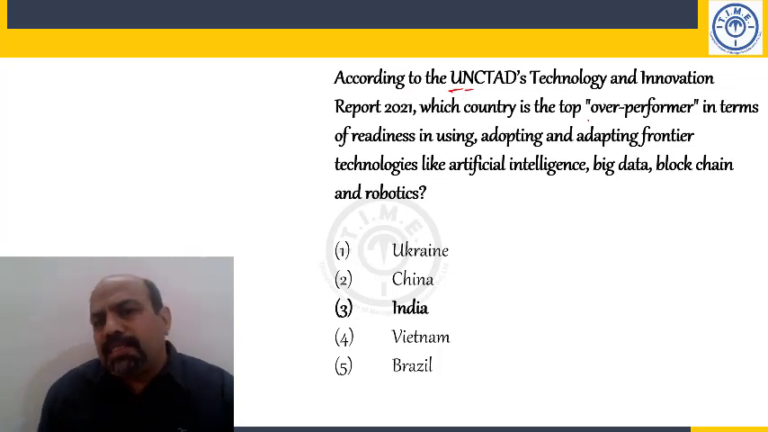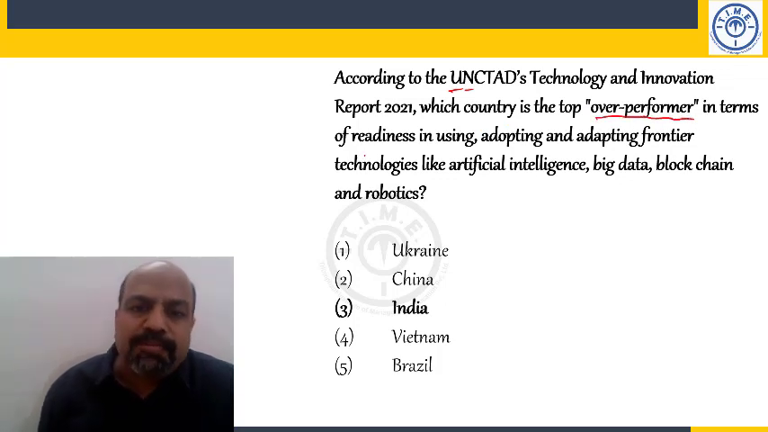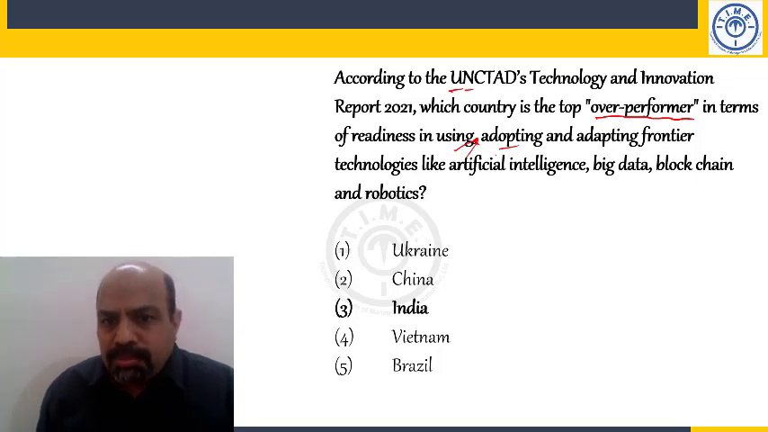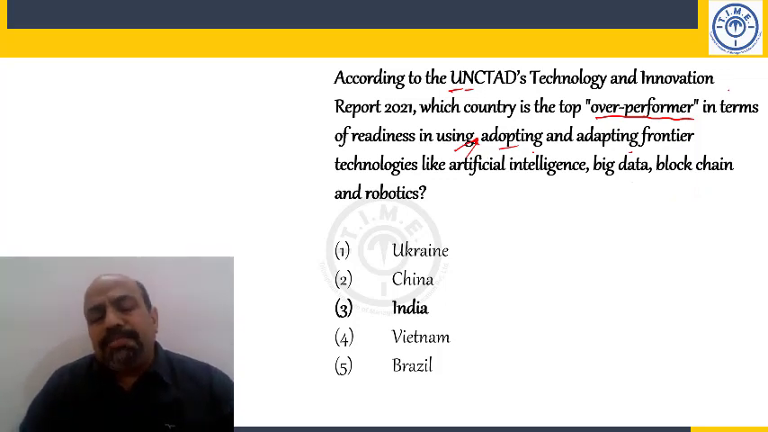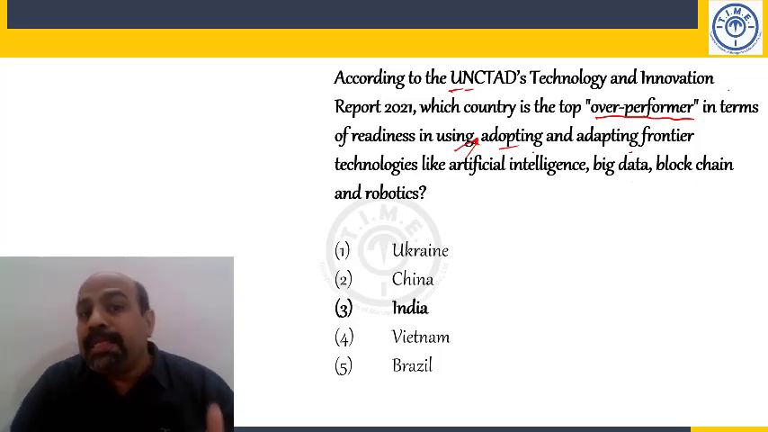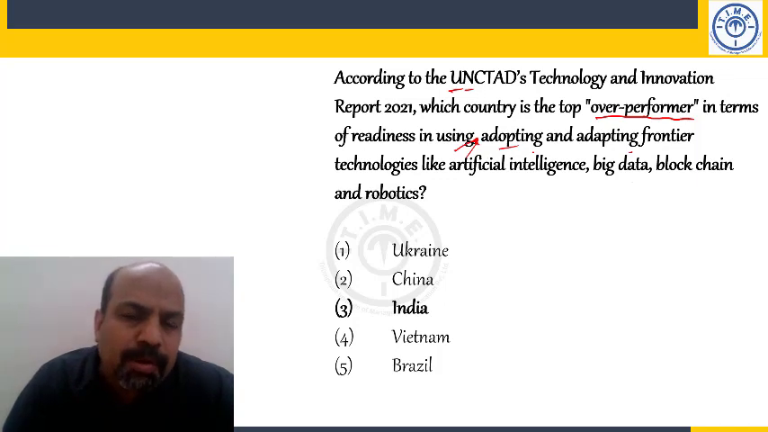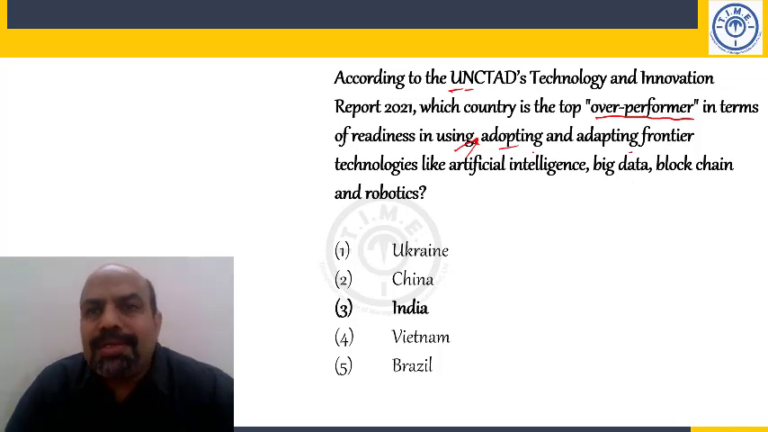According to the UNCTAD Technology and Innovation Report 2021, which country is the top overperformer in terms of readiness in using, adopting and adapting frontier technologies like artificial intelligence, big data, and blockchain, plus robotics? See, technology is changing extremely fast, but all kinds of new technologies have major problems, especially if a society does not adapt fast enough.